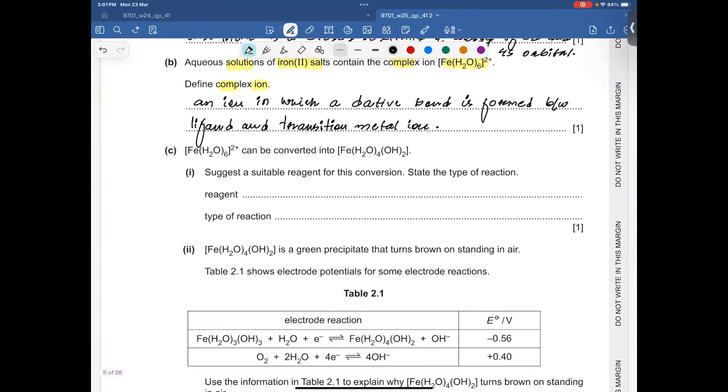All right. Now the next part is aqueous iron 2 ions can be converted into this complex. Suggest a suitable reagent for this conversion and type of reaction. So reagent is going to be sodium hydroxide.